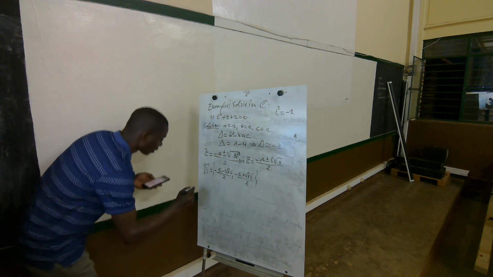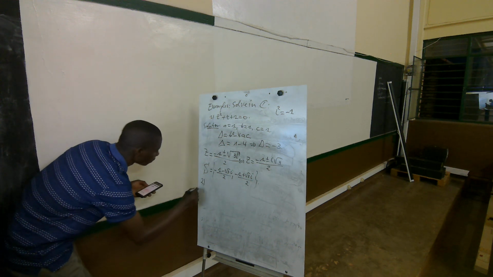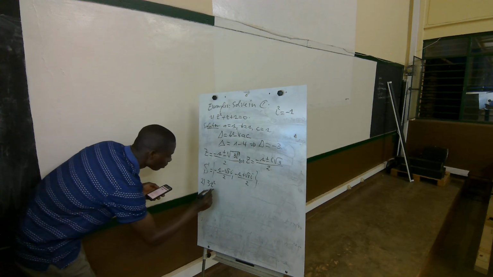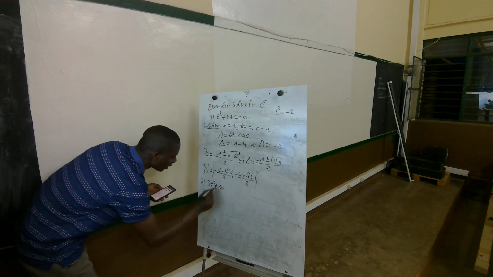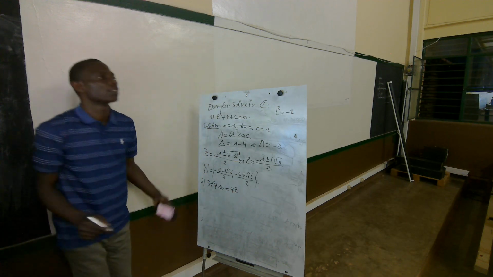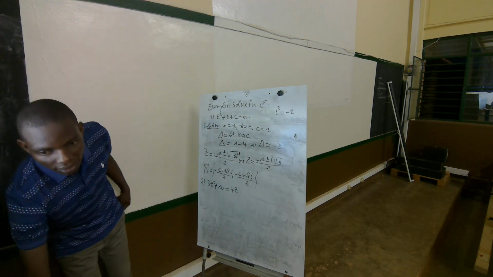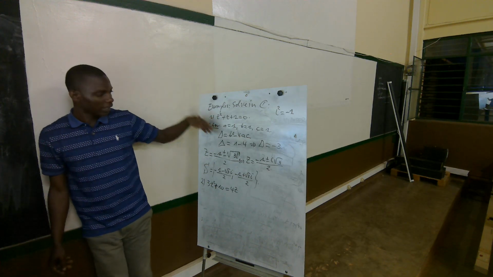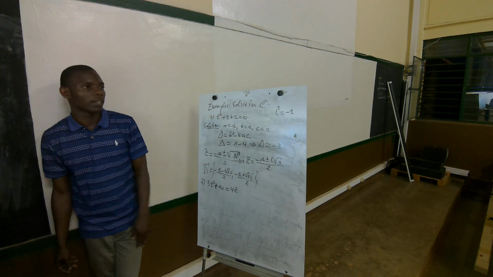Let's solve, for example, 2. Let's solve 3z squared plus 10 which is equal to 4z. For example, let's solve this. Now, this is the second equation. We can react on the first one, then we solve the second one.